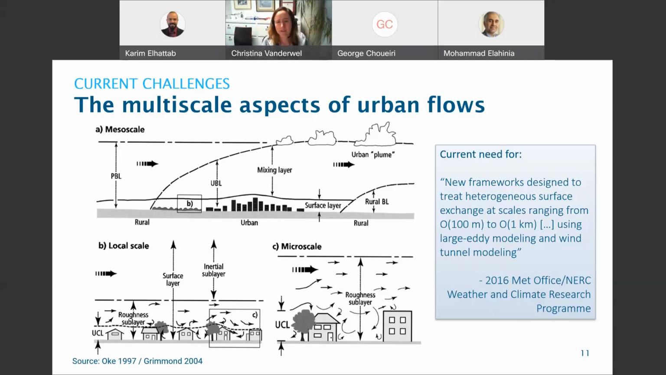So a recent UK report highlighted this current need for new frameworks designed to treat heterogeneous surface exchange at scales ranging from the 100 meters to kilometer scale. And this is because this is where large eddy modeling is going. And so we need some wind tunnel modeling to fill those gaps. So that is what I'm going to talk about today, what we've been doing with wind tunnel modeling to look at the local scale features of air pollution in urban flows.